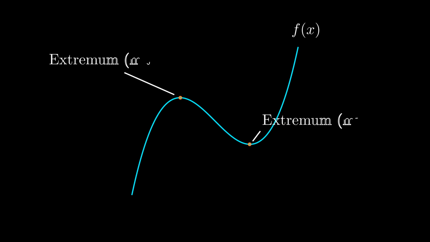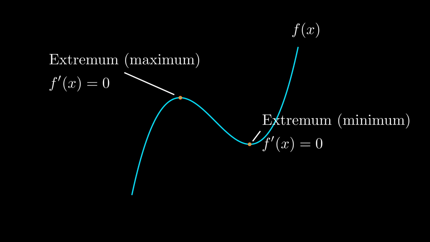Extrema occur where a function changes direction. These are the peaks and valleys on a graph. We find them by locating where the first derivative equals 0 or doesn't exist. But how do we know if we've found a maximum or minimum? That's where the second derivative comes in.